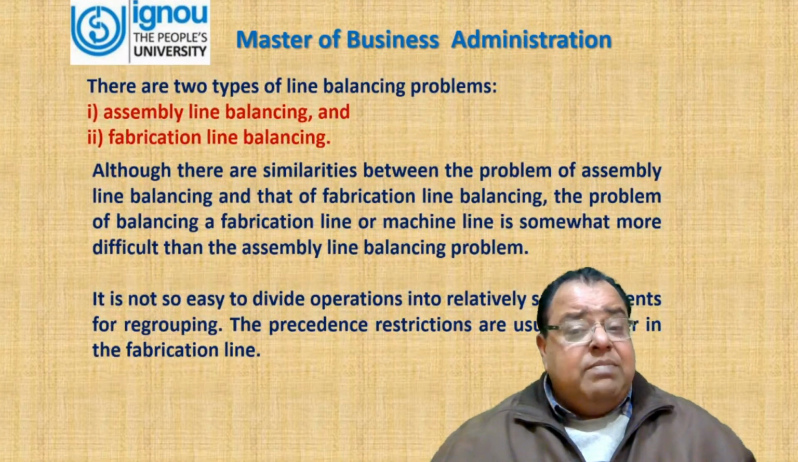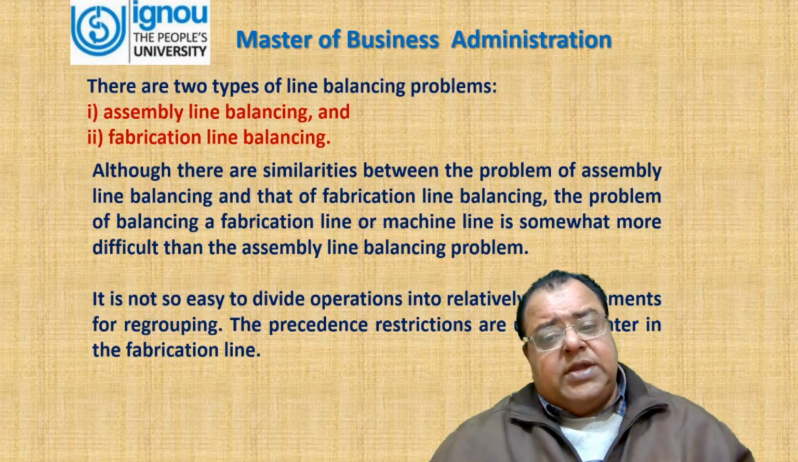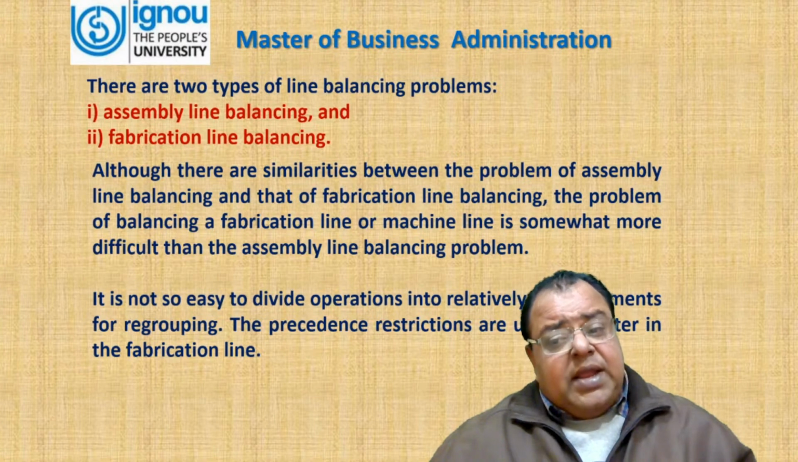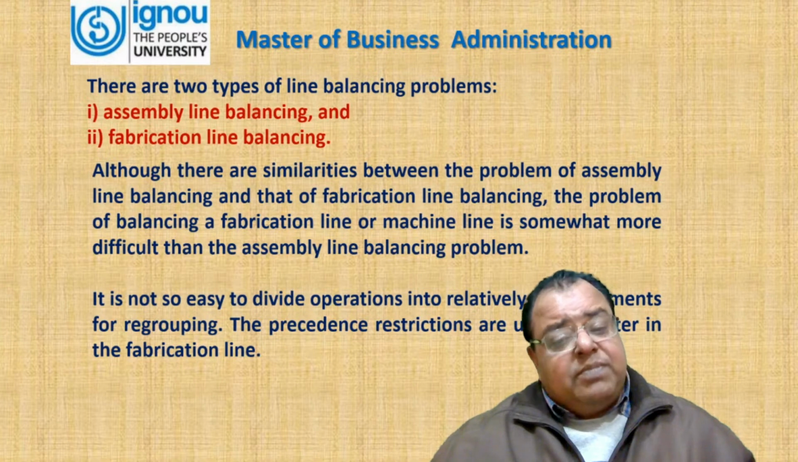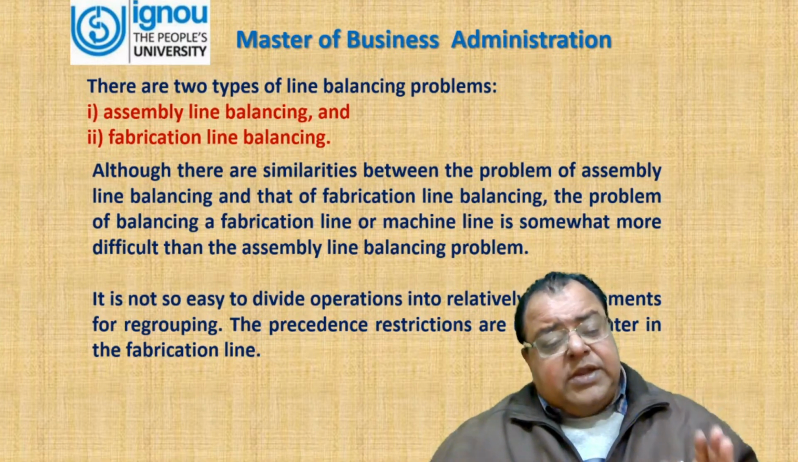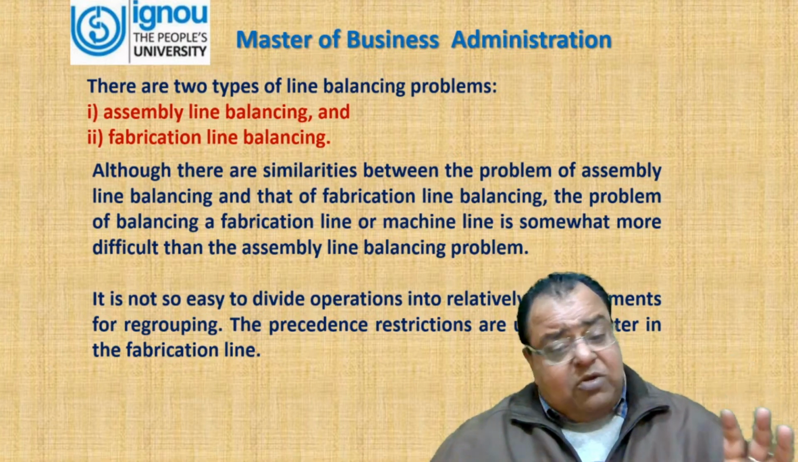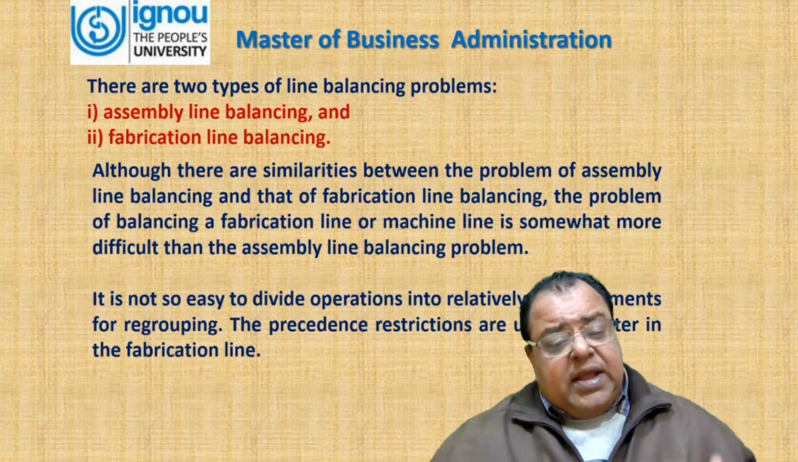There are two types of line balancing problems. First one is assembly line balancing, and the second one is fabrication line balancing. Although there are similarities between the problem of assembly line balancing and that of fabrication, the problem of balancing a fabrication line or machine line is somewhat more difficult than the assembly line balancing problem. It is not so easy to divide operations into relatively small elements or for regrouping. The precedence restrictions are generally tighter in the fabrication line.